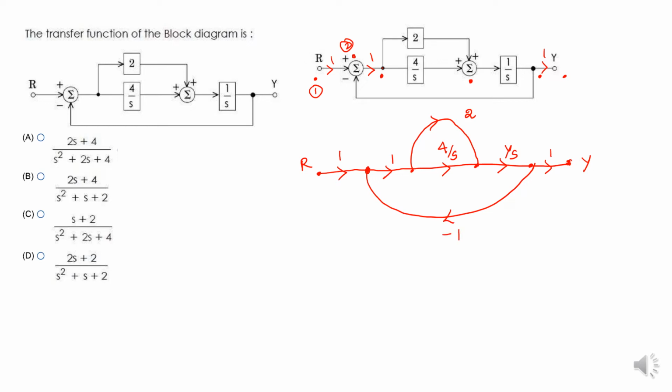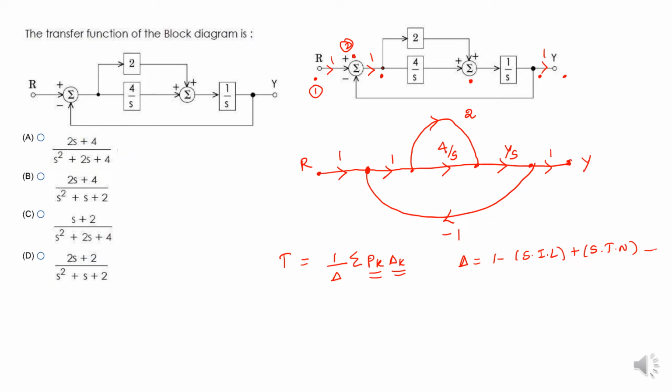Now I am going to apply Mason's gain formula to find the transfer function. So what is Mason's gain formula? T is equal to 1 by delta into the summation of Pk delta k. Pk is the forward path gain, and delta k is the same as delta but not touching the kth forward path. Delta is equal to 1 minus the sum of individual loops plus the sum of gain products of two non-touching loops and so on.